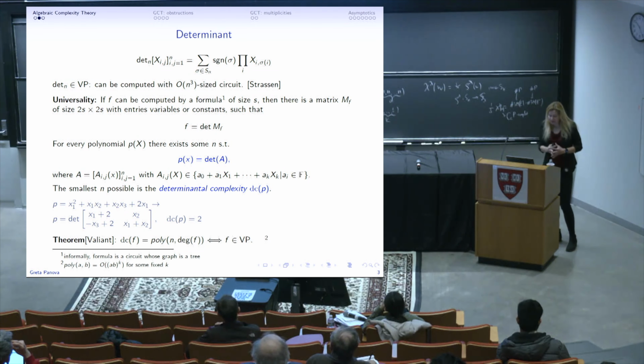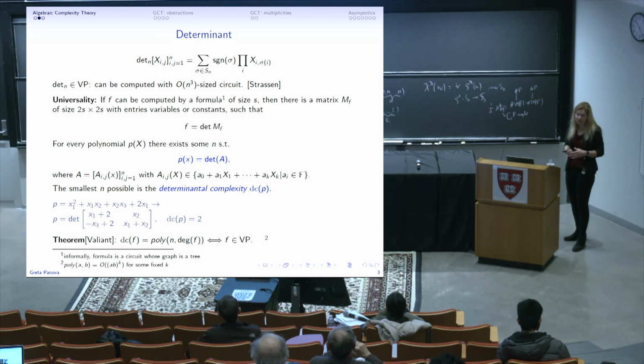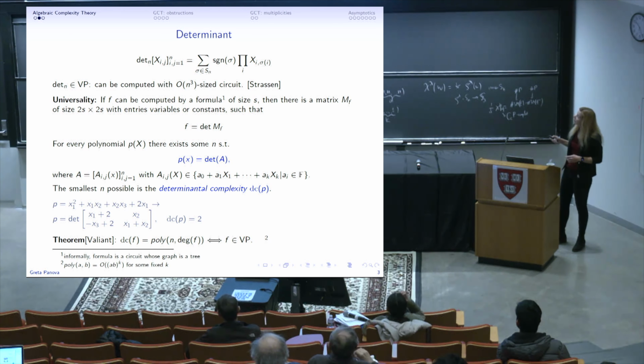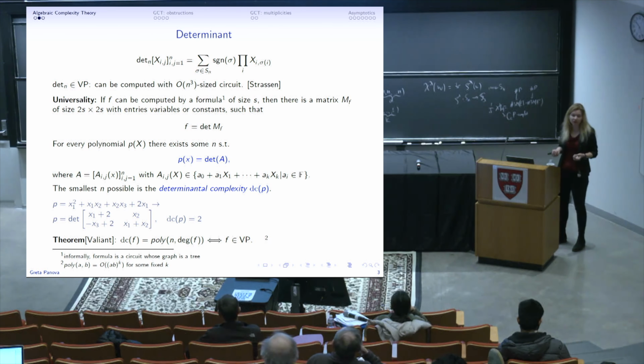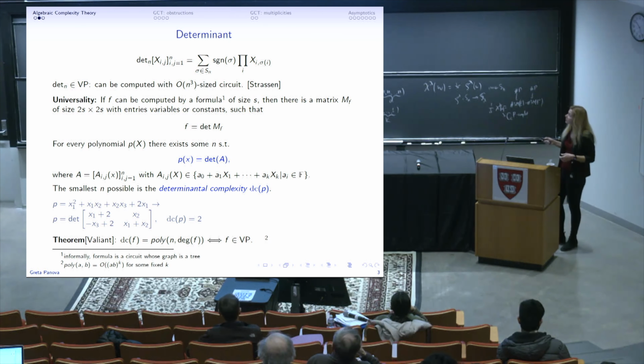Okay, so what Valiant showed is that if the determinantal complexity is polynomially sized in terms of the degree n and the degree of the polynomial, that's equivalent to the polynomial being in VP. In other words, we can use this determinantal complexity as a complexity measure of our polynomial, and depending on how large this number is, we can figure out if it's in this class or not.